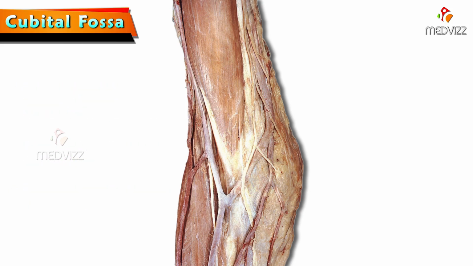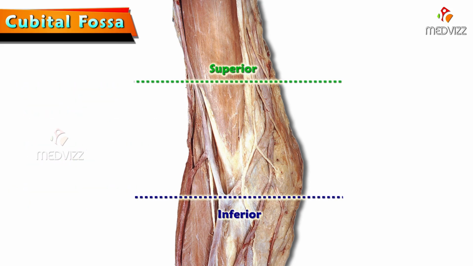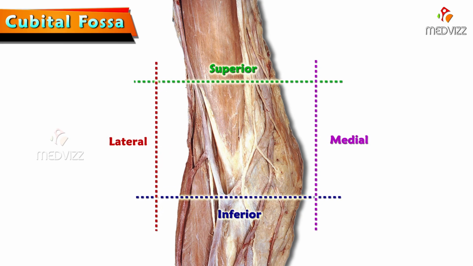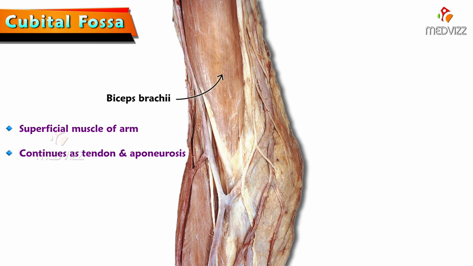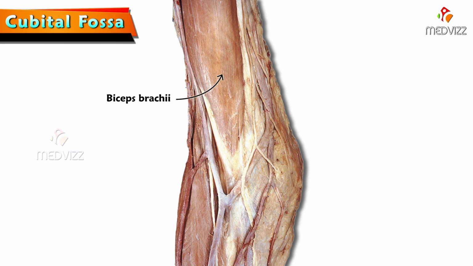Let's check its orientation. So this is the superior, inferior, medial, lateral. So we can say this as superior end by looking at biceps brachii muscle. So biceps brachii runs superficially in the arm, which is a superficial muscle of arm, and if we trace the biceps brachii, it continues as tendon and aponeurosis. And we can say this as the medial end because it is more convex on the medial side compared to lateral. So that's how we can designate the orientation of cubital fossa, which is superior, which is inferior, which is medial and lateral.